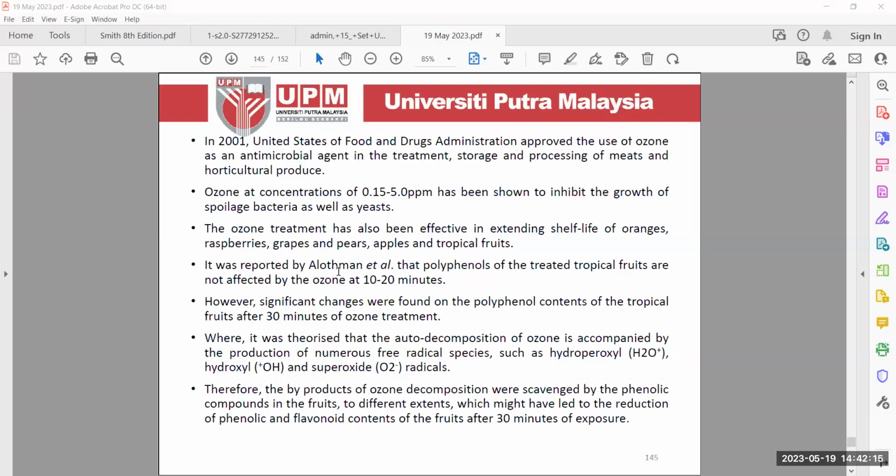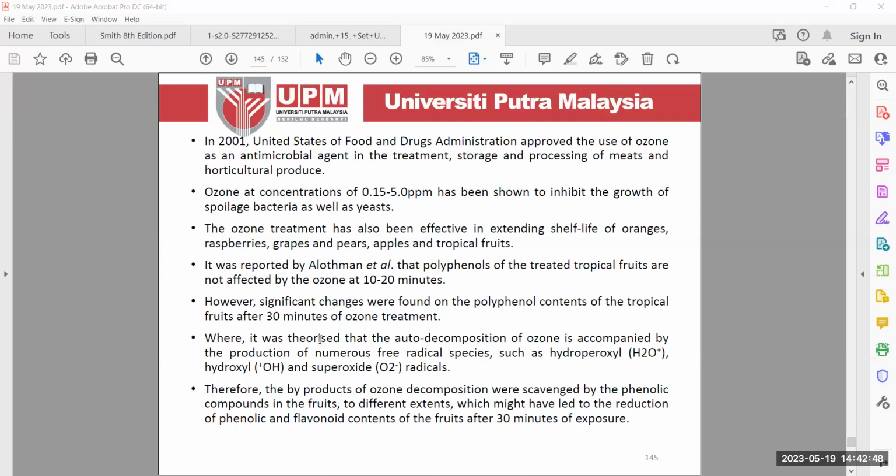In 2001, the US FDA approved the use of ozone as an antimicrobial agent in the treatment, storage, and processing of meat and horticultural produce. Ozone at a concentration of 0.15 to 5 ppm has been shown to inhibit the growth of spoilage organisms such as yeast. And the polyphenols of treated tropical fruits are not affected by ozone at 10 to 20 minutes. So those are the advantages.